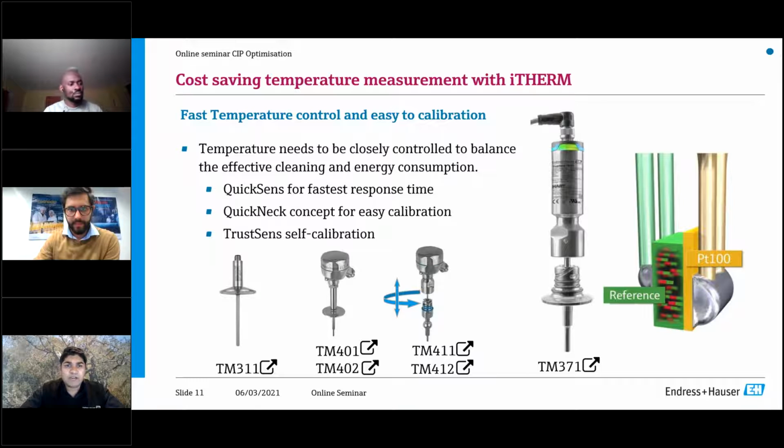So we have a variety of sensors that you could potentially use. You get the very basic TM311, as you can see there. This is a very simple, very basic, easy plug and play sort of device. Then you typically get your TM401 sensor as well. That can also have a quick sense. So what this means is that the sensor actually responds a lot quicker than your traditional RTD temperature.